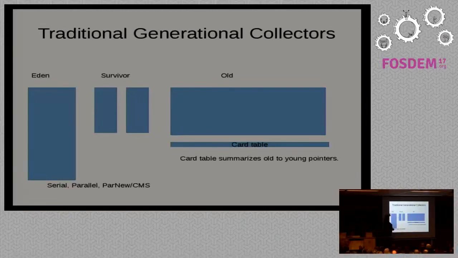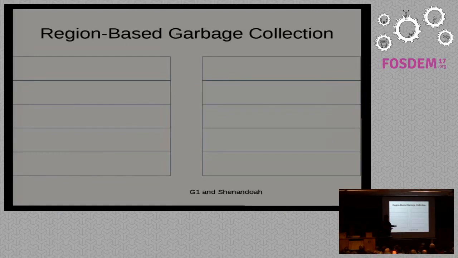All right, so traditional collectors like the serial collector, parallel, ParNew, are all separated into generations. You have Eden, you have Survivor Space, you have Old Space. You have a card table over here, and what this does is summarize old to young pointers. So you can collect just this part of the heap. Shenandoah doesn't use that. Shenandoah is a region-based garbage collector, and so is G1. What we do is we break up the heap into regions, and any of these regions can be either old or young, depending on that point in time.